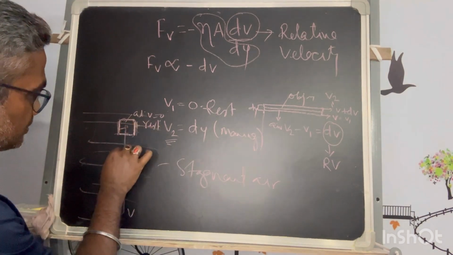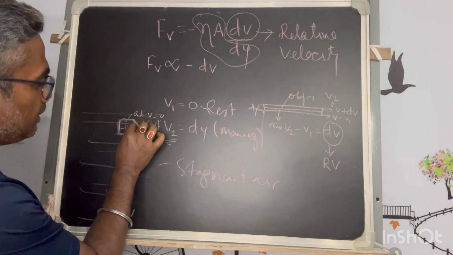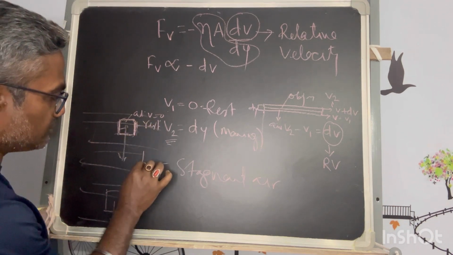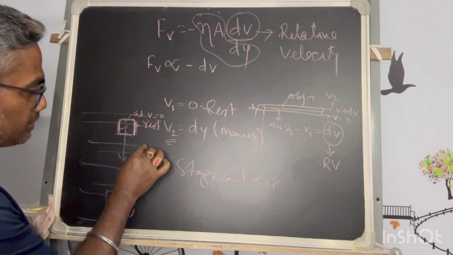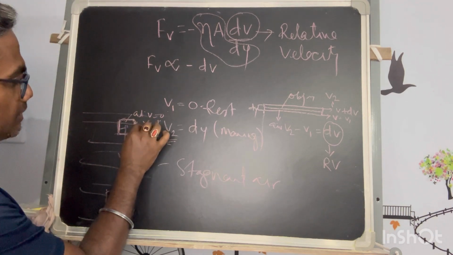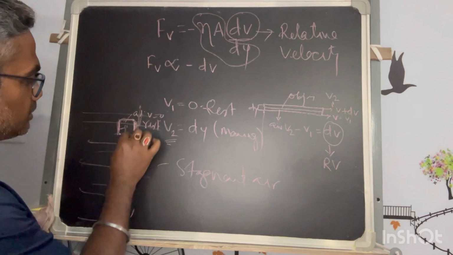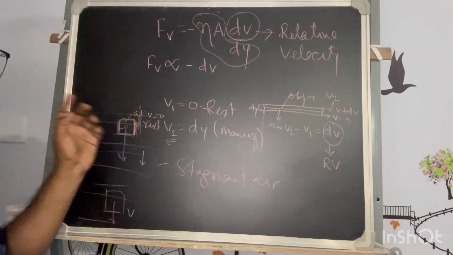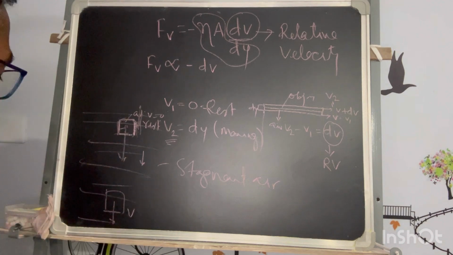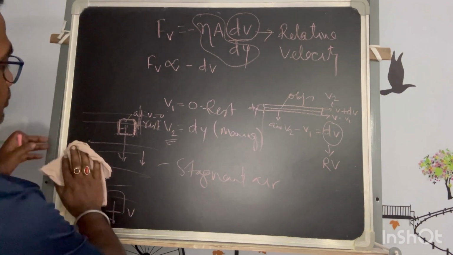Once it is getting velocity, there will be relative velocity between the layers, and the layer which is adhering to the object will get the velocity. The object will try to drag it down, whereas the adjacent layer will try to bring it back to this level. So there will be relative velocity between the fluid layers. This would be a possibility. This kind of concept has to be studied.